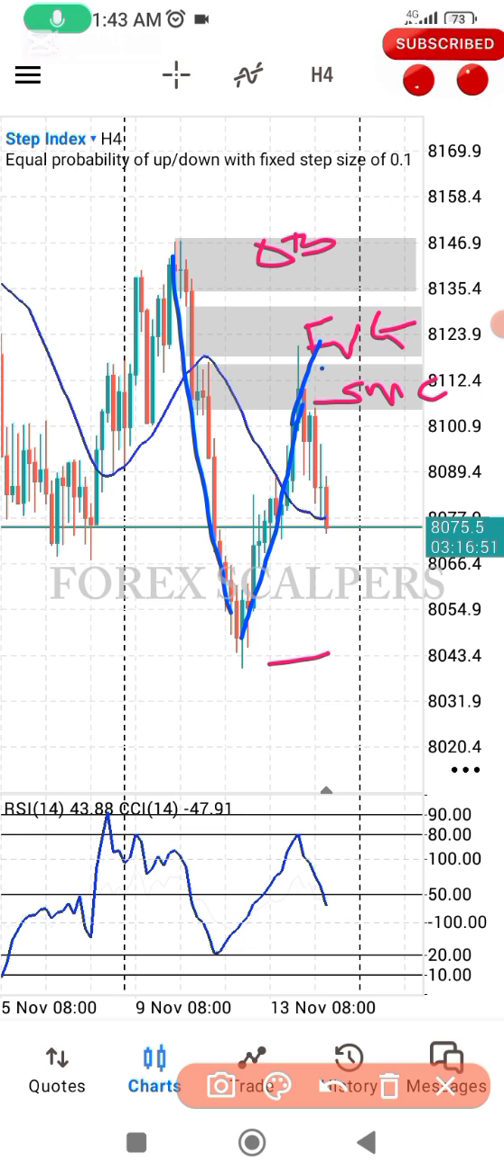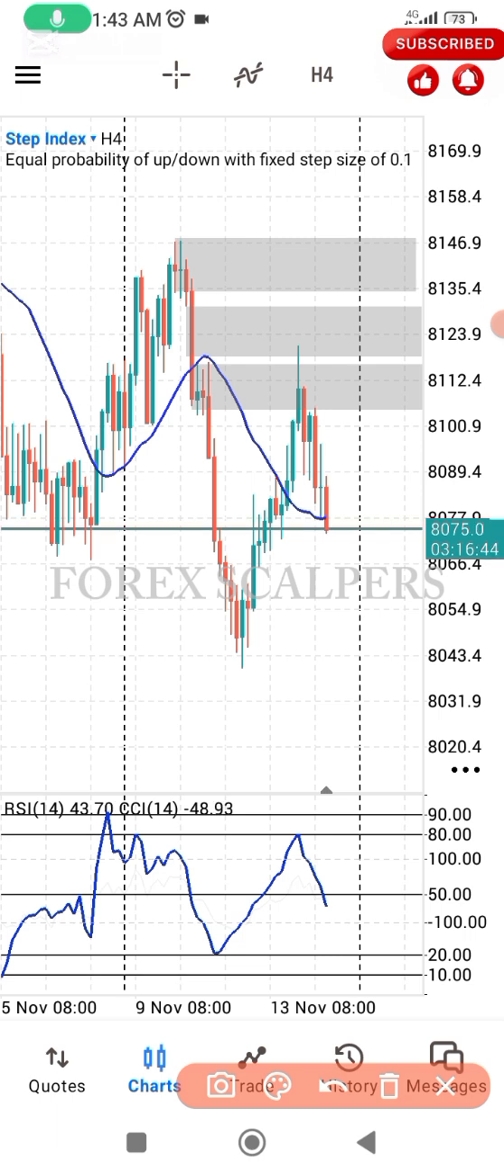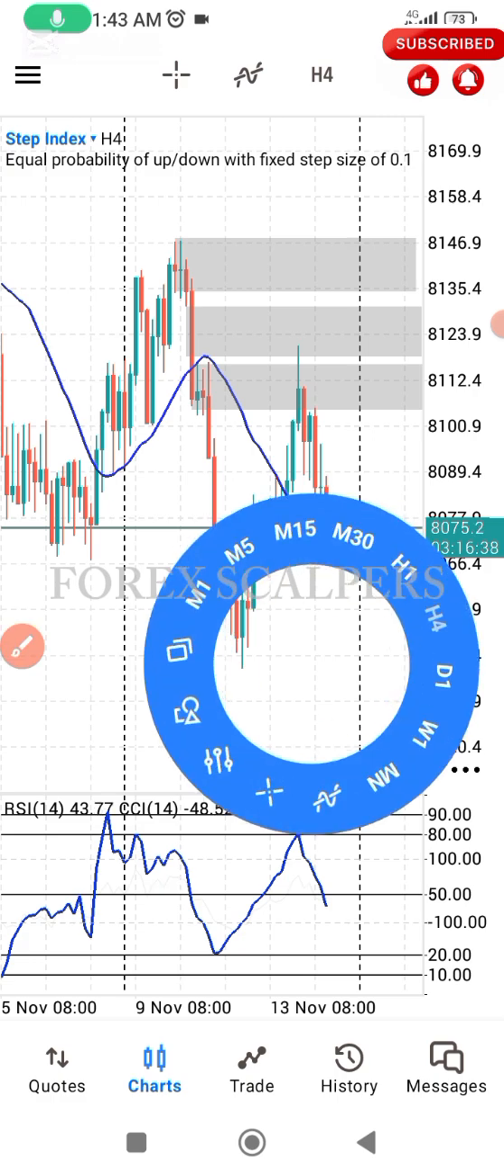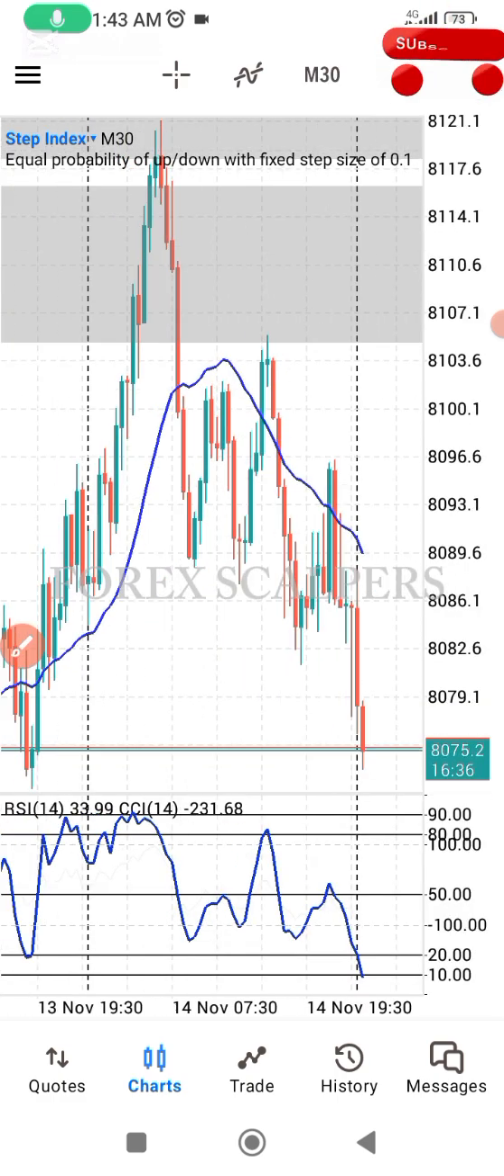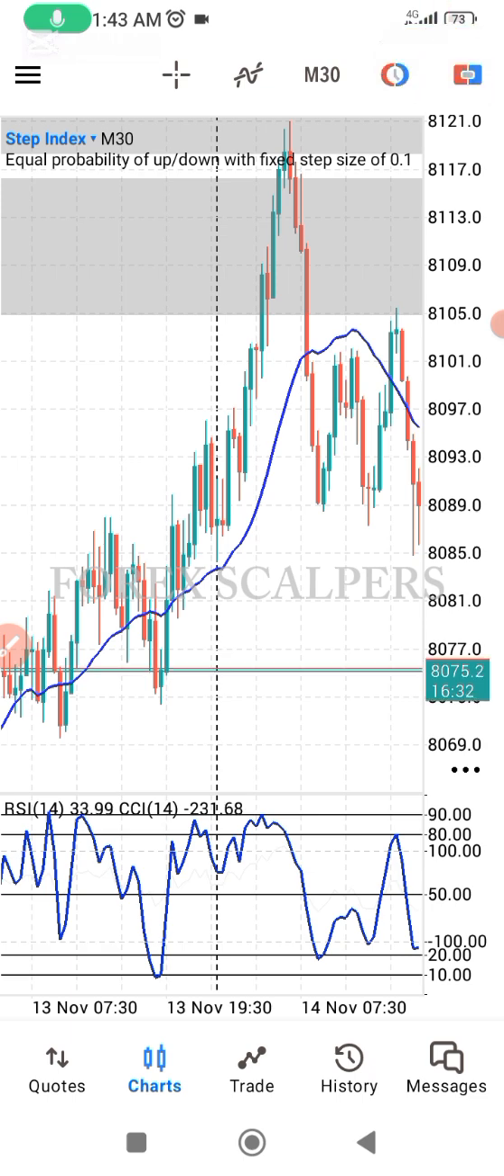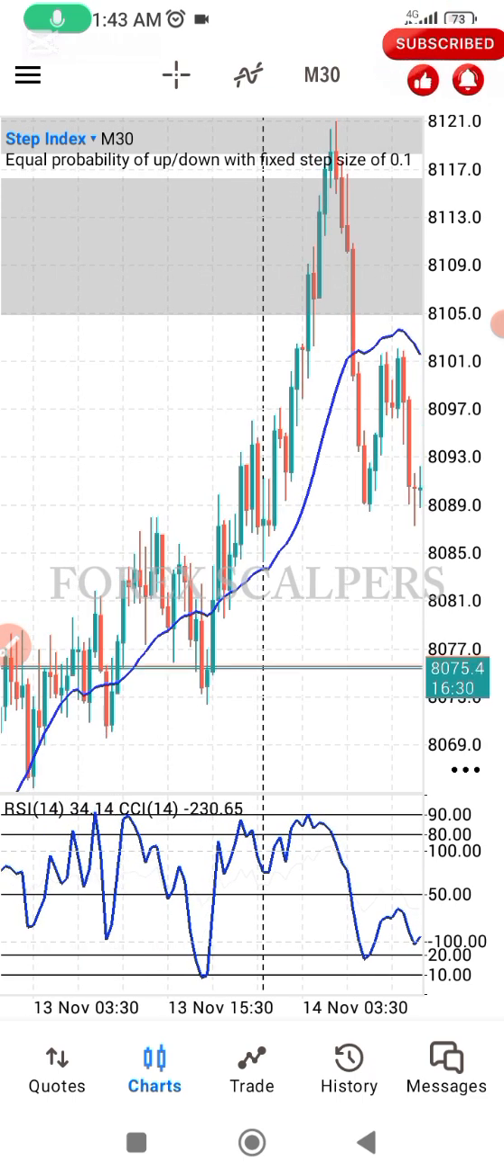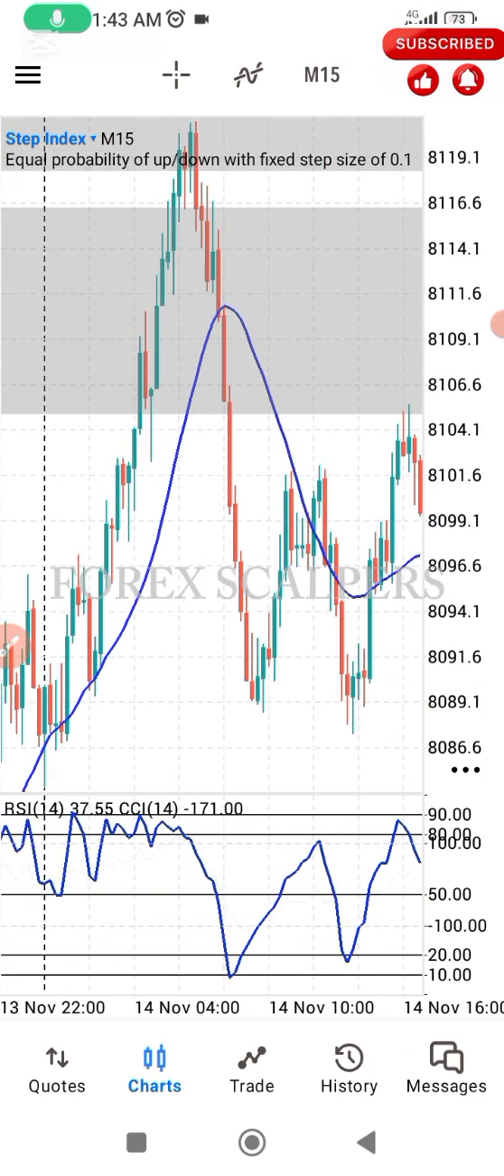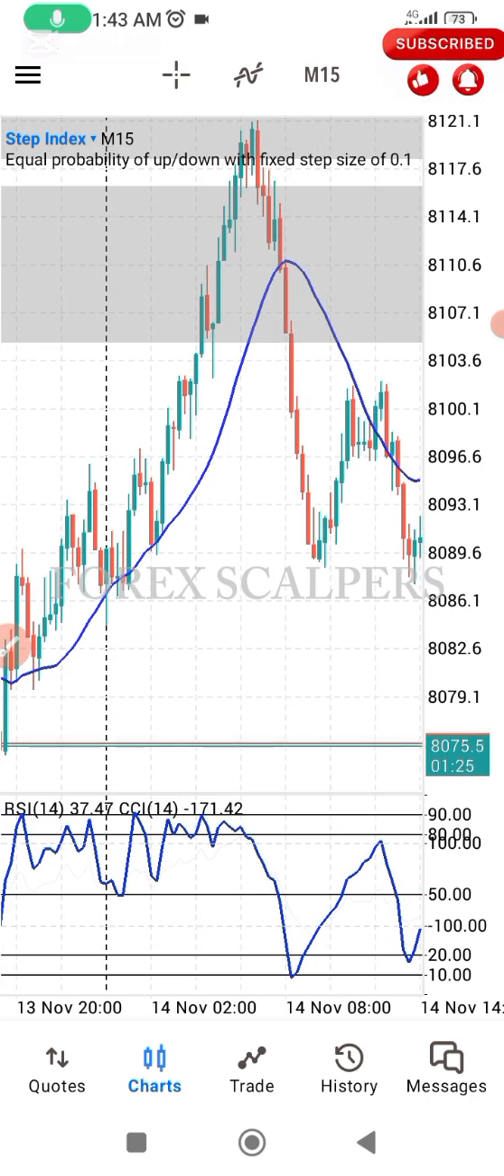Immediately we have that, you will see that price gave us an entry confirmation. We have that rejection, then we have this bearish candle. So this is the 1 hour time frame. So let's look at 30 minutes and see if we have a validity of our entry confirmation. So let's look at the 30 minute time frame and see what is our entry confirmation.